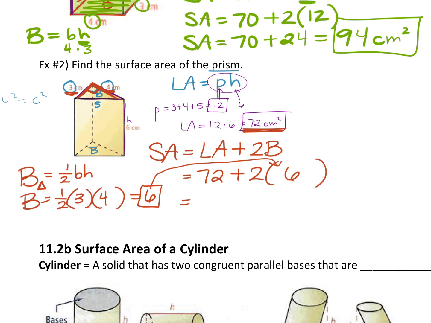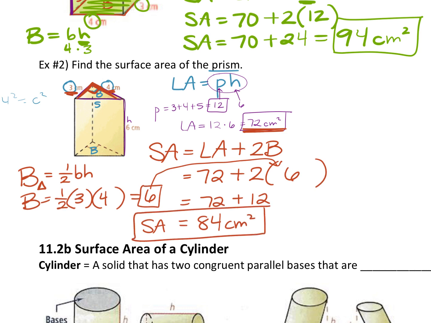So now you say my surface area is 72 plus 2 times 6, so plus 12. So my surface area is 84, what? Centimeters squared. Any questions on that?